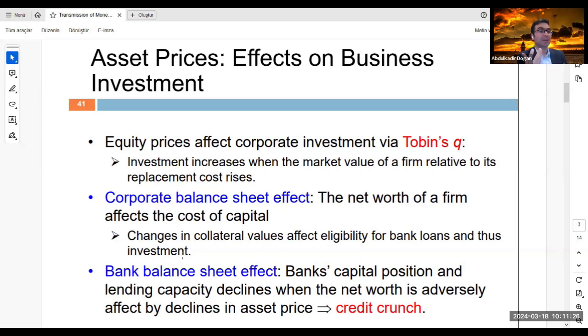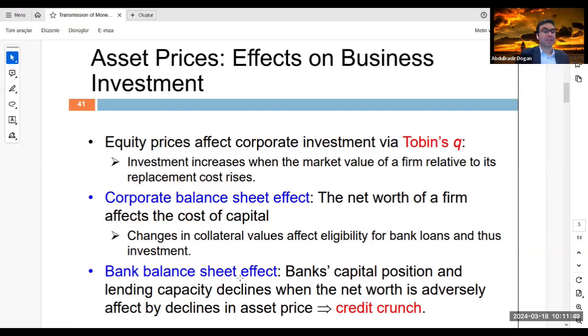This is what you bring in terms of your borrowing. Then if the collateral values change, the eligibility for loans changes. If you bring credible collateral, then the cost of capital will be decreased for you. But if you don't have valuable collateral, then you should apply for the mortgage credit at a higher rate.